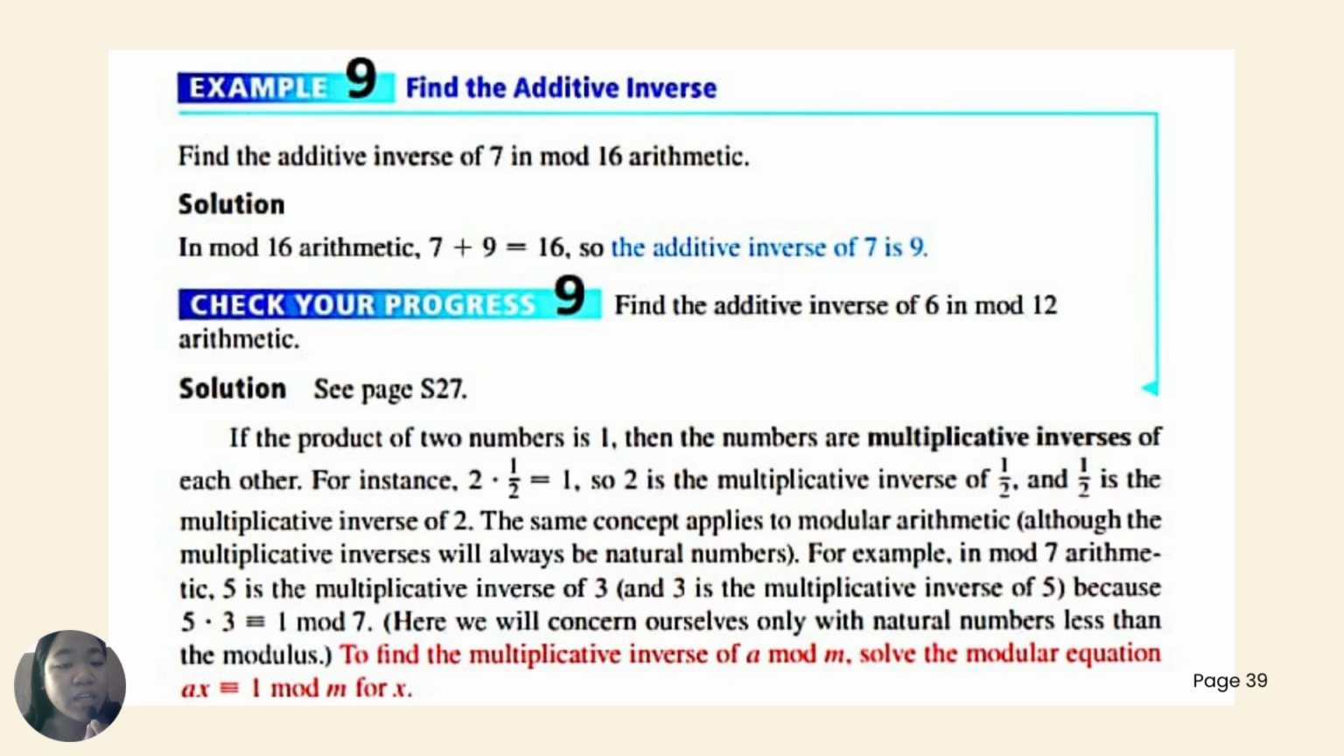Let us find the additive inverse of 7 in mod 16 arithmetic. Our solution: in mod 16 arithmetic, 7 plus 9 is equal to 16. So our additive inverse of 7 is 9. Class, what we are looking for here should not exceed 16. That's why we only take 9. Okay?